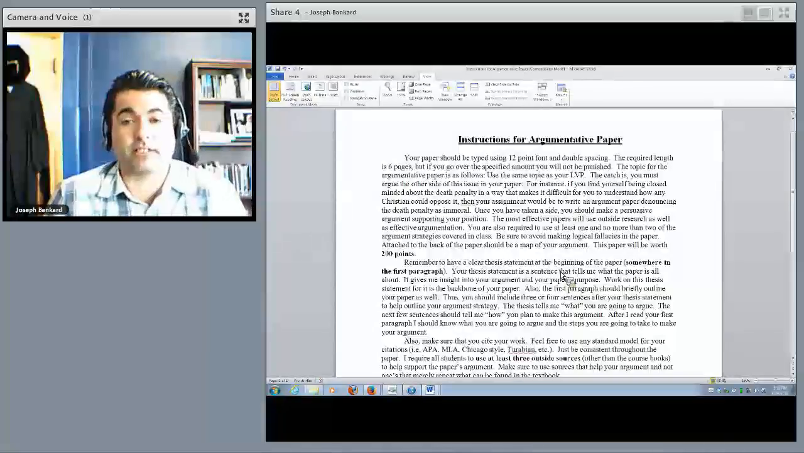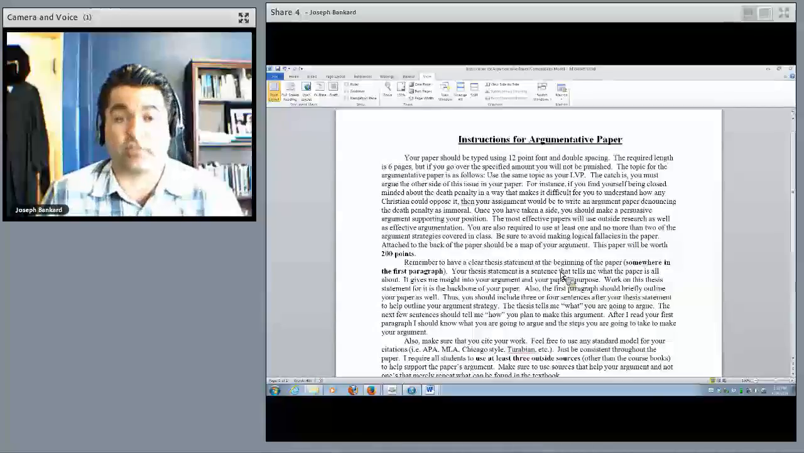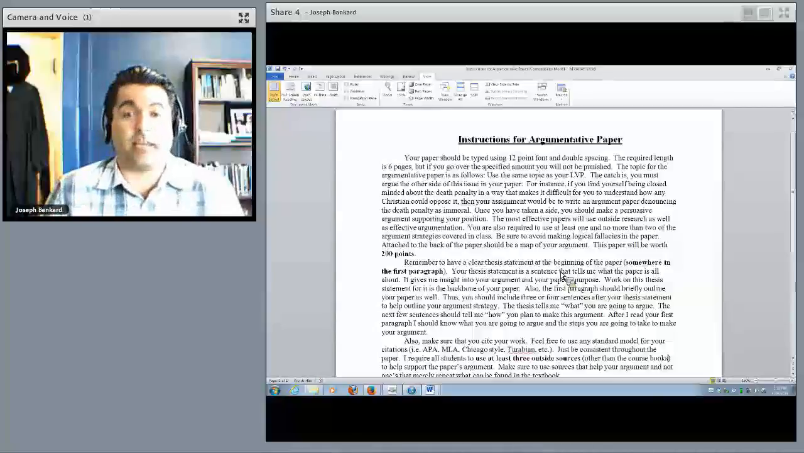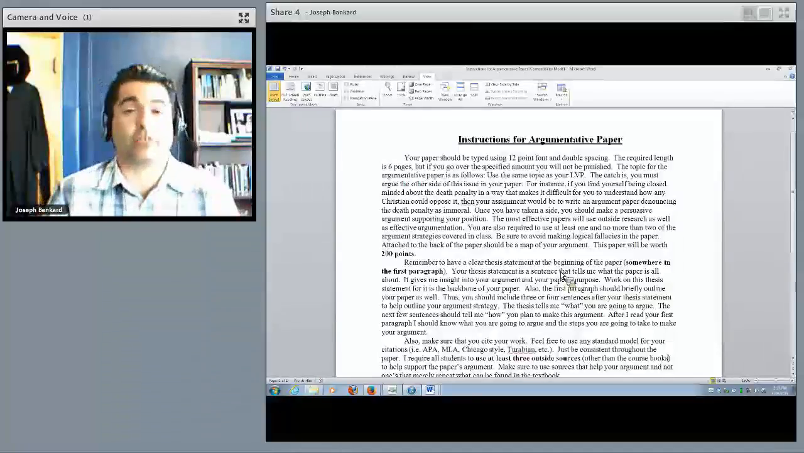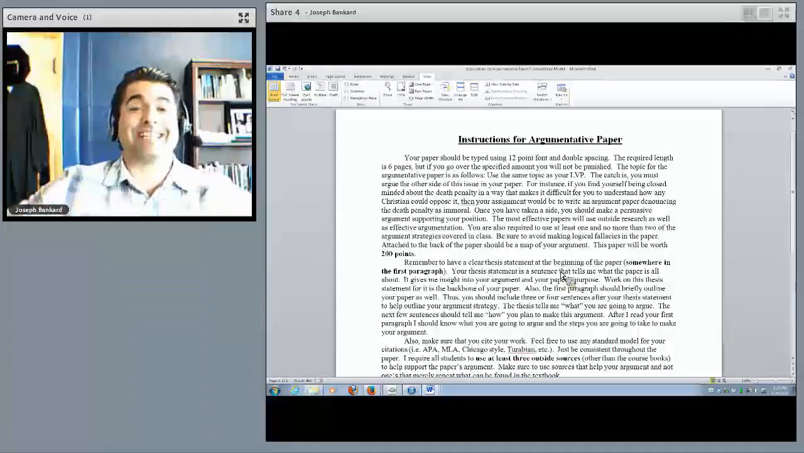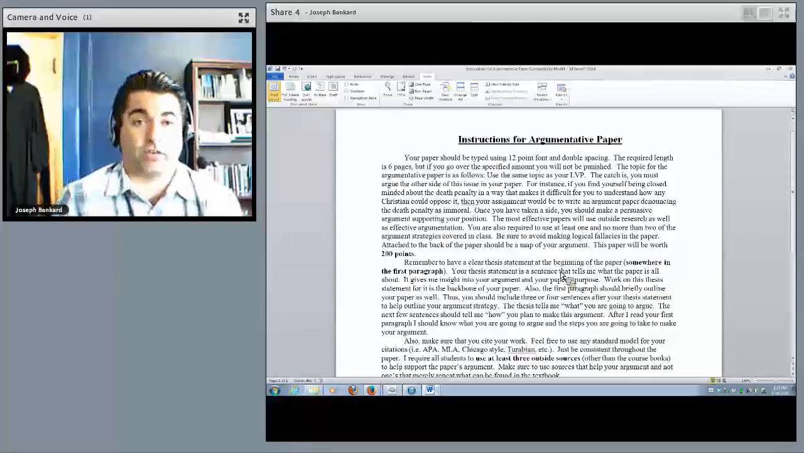For instance, if you're like me and you find yourself being closed-minded about the death penalty in a way that makes it difficult for you to understand how any Christian could oppose it, then your assignment will be to write an argument paper denouncing the death penalty as immoral from a Christian perspective. So you've got to take the other side, do some research, gather some data, and make an argument supporting the other side of the argument. So I'm forcing you out of your comfort zone.